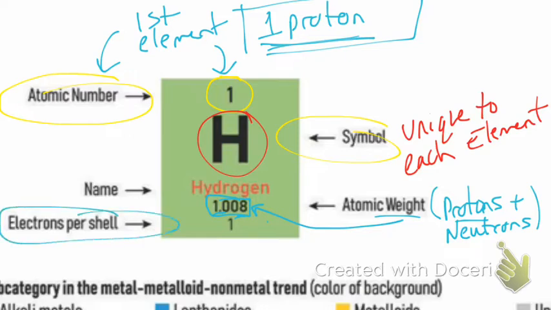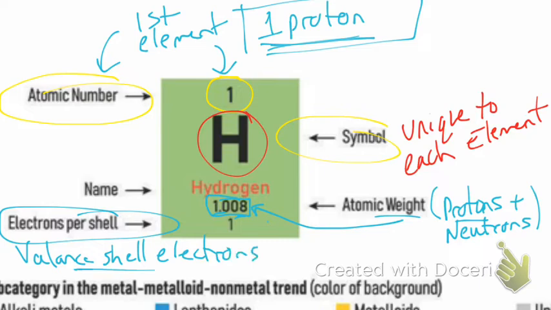Electrons per shell, we want to think about valence shell electrons, which is what we'll talk about later. And hydrogen only has 1, which means it's very reactive.